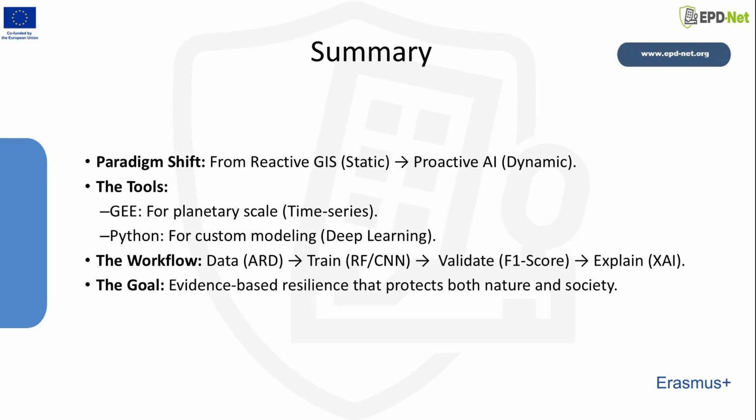The core message of this topic is that AI is a method inside a broader planning evidence system. A good ecological risk mapping workflow starts with clear problem definition, uses appropriate Earth observation and contextual data, applies a model that matches the task, validates performance, and communicates results responsibly. Tool choice, GEE versus Python versus digital twins, is not a status competition. It is a fit-for-purpose decision shaped by scale, capacity, transparency needs, and governance context.